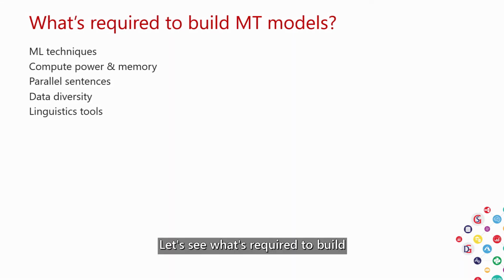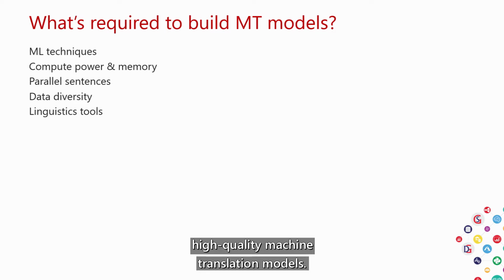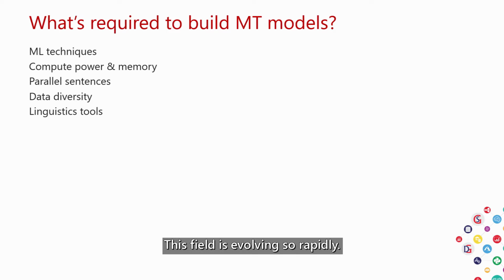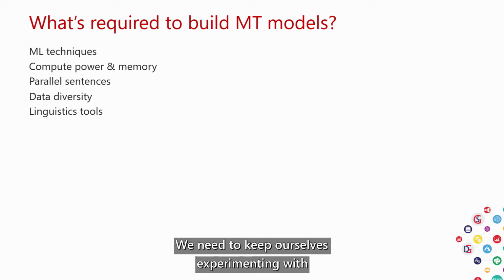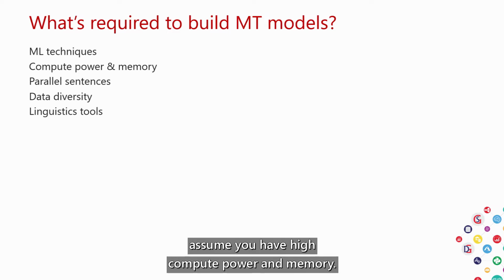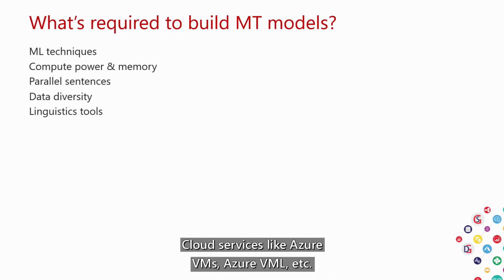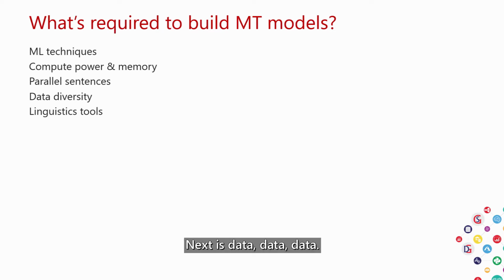Let's see what's required to build high quality machine translation models. First and foremost is the right machine learning techniques. This field is evolving so rapidly, there are breakthroughs every year. We need to keep ourselves experimenting with techniques published in research papers. All of these machine learning techniques assume you have high compute power and memory. Cloud services like Azure VMs, Azure ML, etc. could come handy here. Next is data.